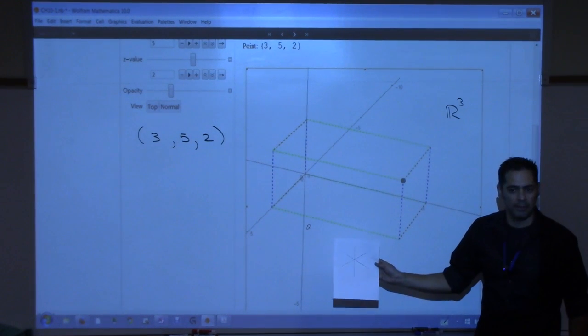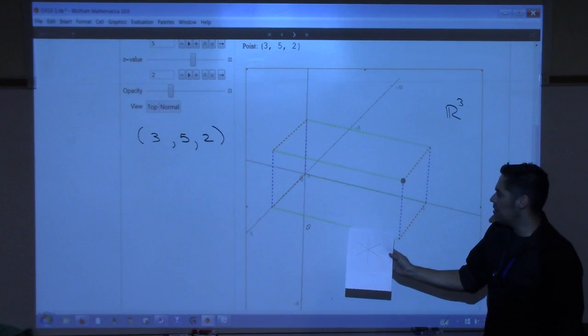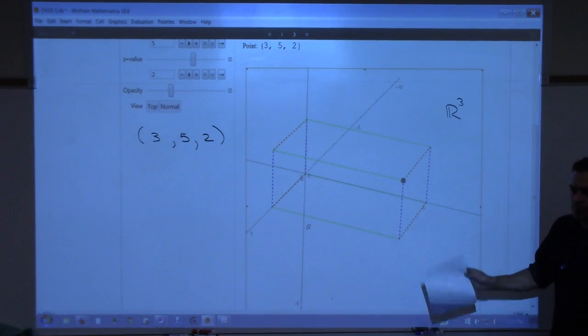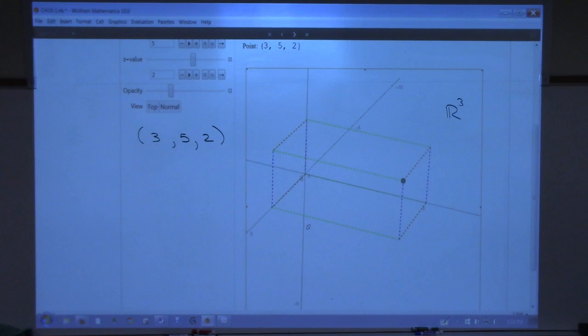Now, I'd like for you to get out this sheet of paper, because you can graph that on this sheet of paper. Try and do it yourself. Try and graph 3, 5, 2. While you're doing that, I will do it up here. This graph paper can be found on our website, on Canvas, under Files. I have 3D graph paper up there. You can print off copies if you need to.